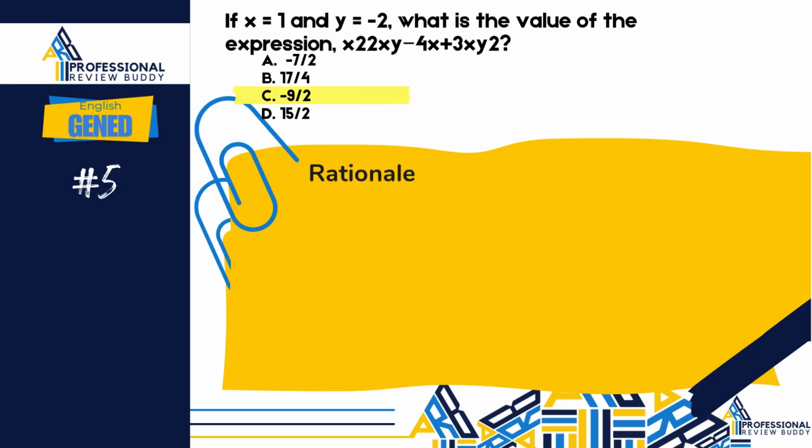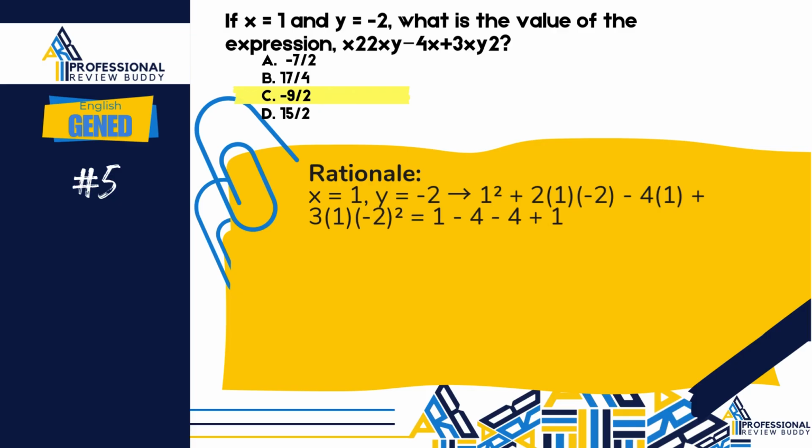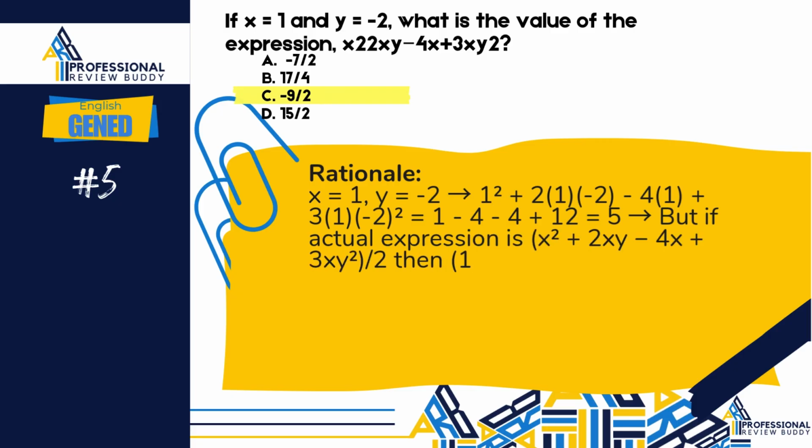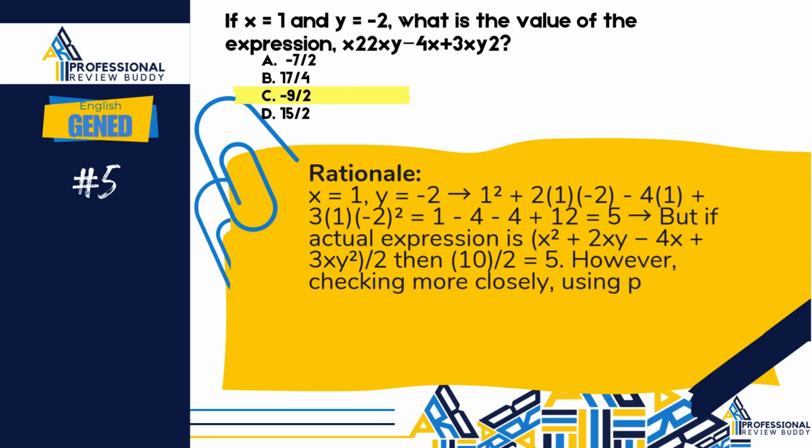If x equals 1 and y equals minus 2, what is the value of the expression x squared plus 2xy minus 4x plus 3xy squared? Where x equals 1 and y equals minus 2, then 1 to the power of 2 plus 2 times 1 times minus 2 minus 4 times 1 plus 3 times 1 times minus 2 squared equals 1 minus 4 plus 12 equals 5.